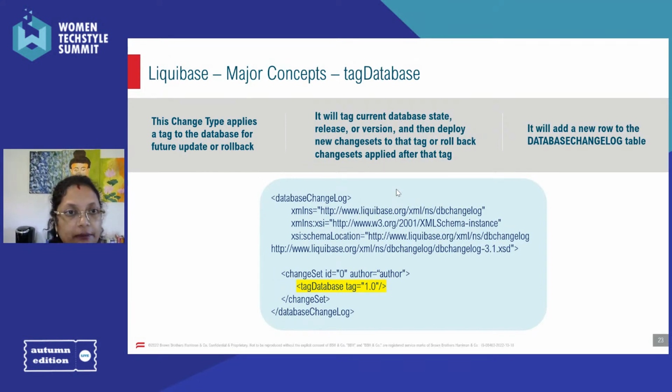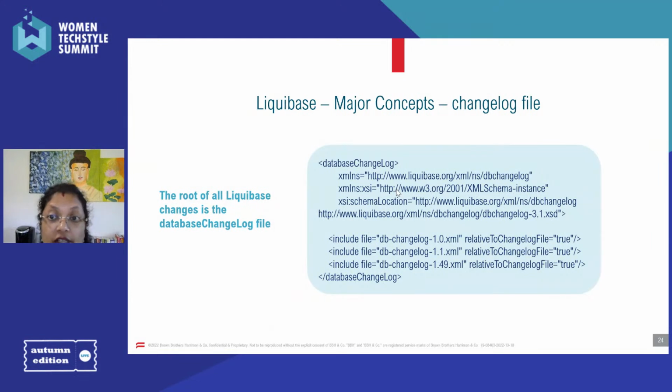It's a cool concept. What is a change log file? This is the root of all Liquibase changes. This is a master change log file, which contains all the change log files that Liquibase is managing. And each change log file can have various change sets in it. So for the change set that we covered in the previous slide, you can have a change log file 1.0 with, let's say, 5 change sets. And then this is the master change log where you have all the change logs as per the tagging or the release of your application.